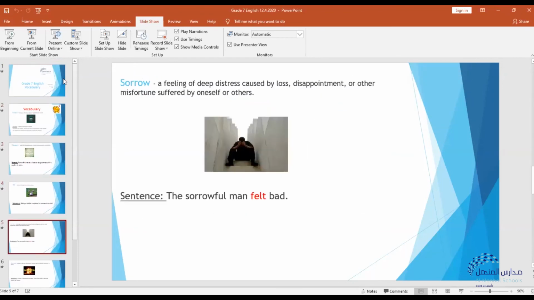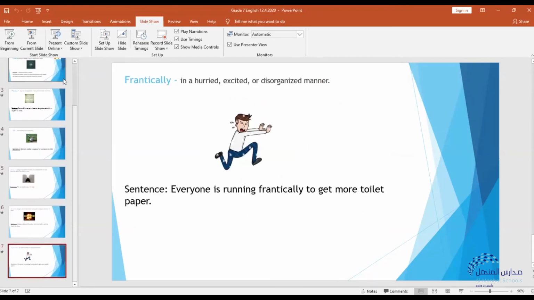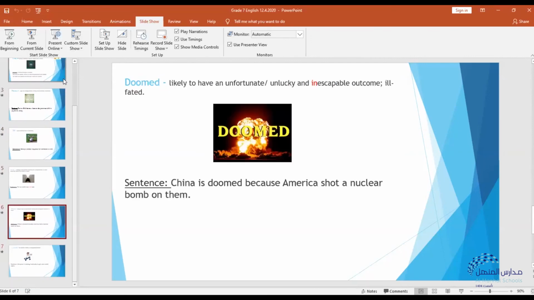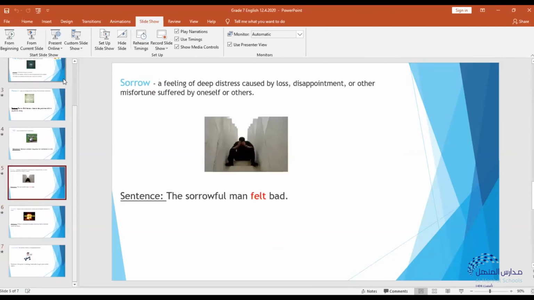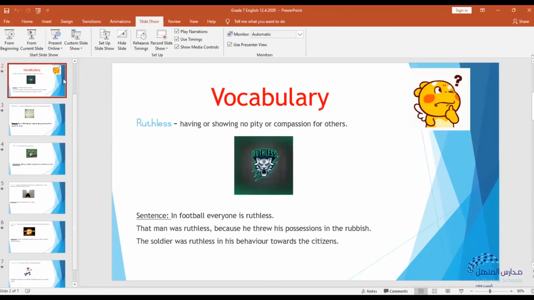And I'd like you to also try and practice using them more in sentences and understanding the definitions of the words as well.